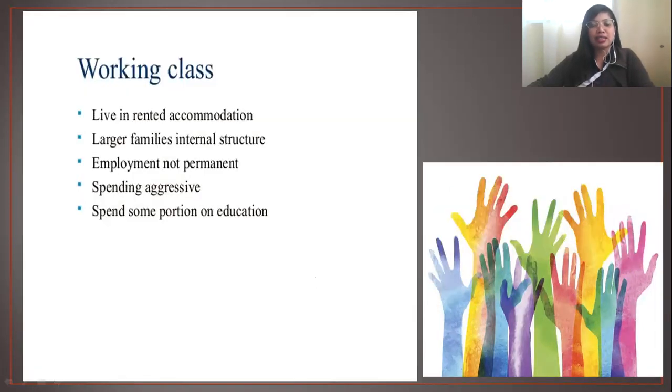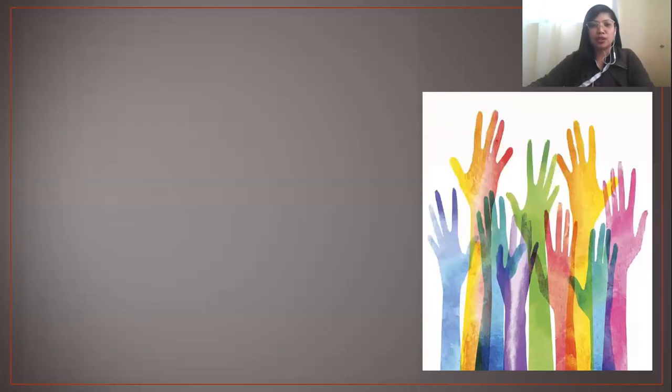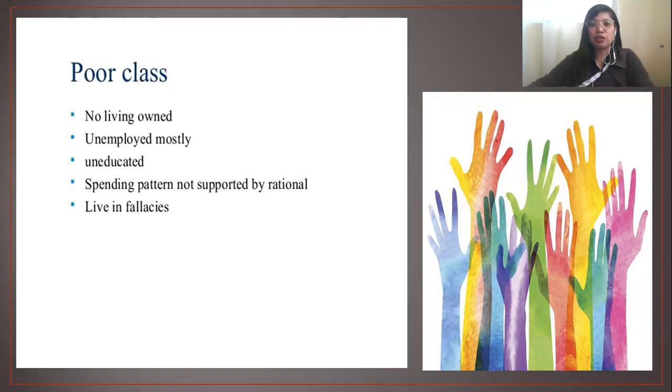The working class usually live in rented accommodation. They have larger families and an internal structure, and their employment is not permanent. They spend aggressively and put some portion toward education. For the poor class, mostly no owned living and unemployed, uneducated. Some of them have spending patterns not supported by rationality, and live in fallacies.